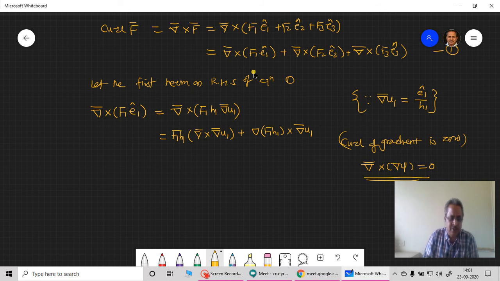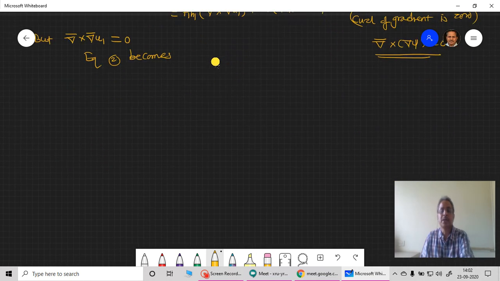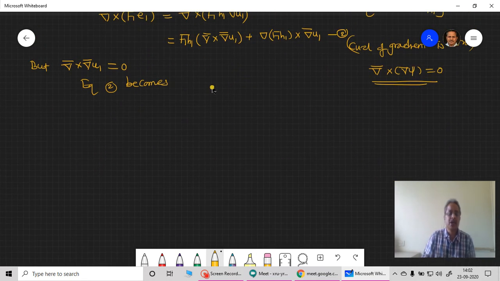We'll write it explicitly: del bar cross del bar U1, a scalar. This is a gradient, so it becomes a vector, and its curl is always found to be equal to 0. This is the vector calculus identity, I think the first or second identity, which we learned in SYBSc mathematical methods of physics. So what remains, I can call equation 2. We are using this identity, therefore equation 2 becomes only the second term remaining.